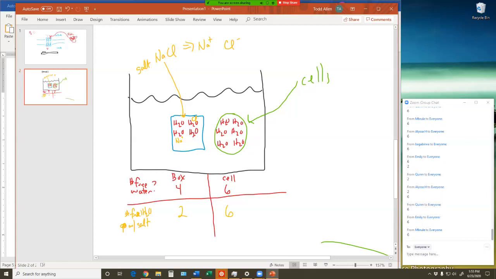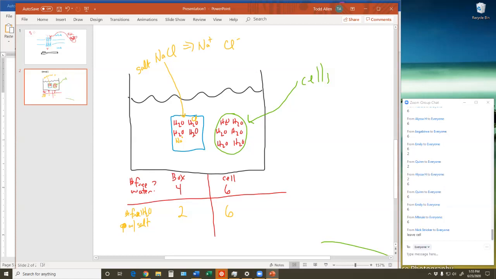Okay, so let's think about our osmosis definition. The movement of water across the membrane from an area of high free water to an area of lower free water. So the question I'm proposing to you is, is water going to leave the cell and enter the box, or is water going to leave the box and enter the cell? Which way is the water going to go?